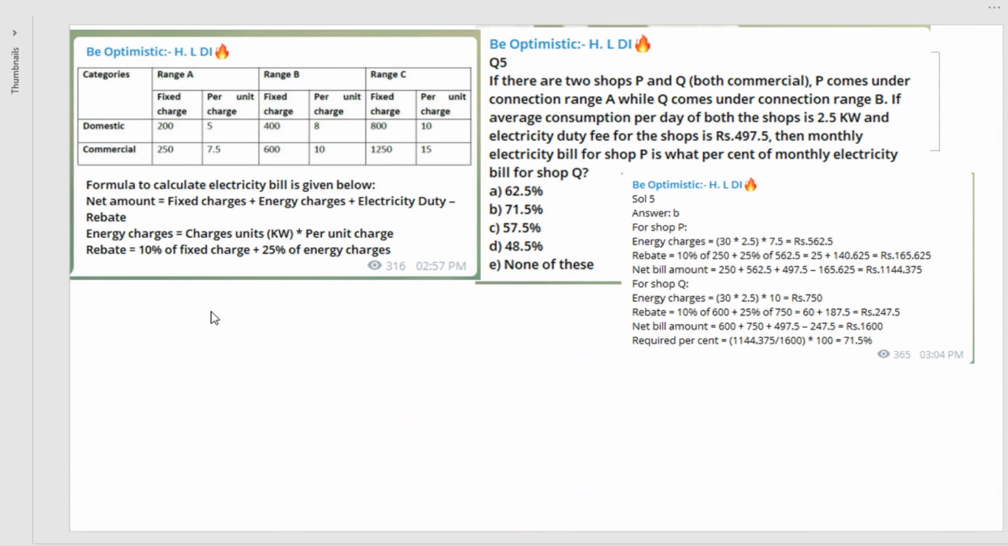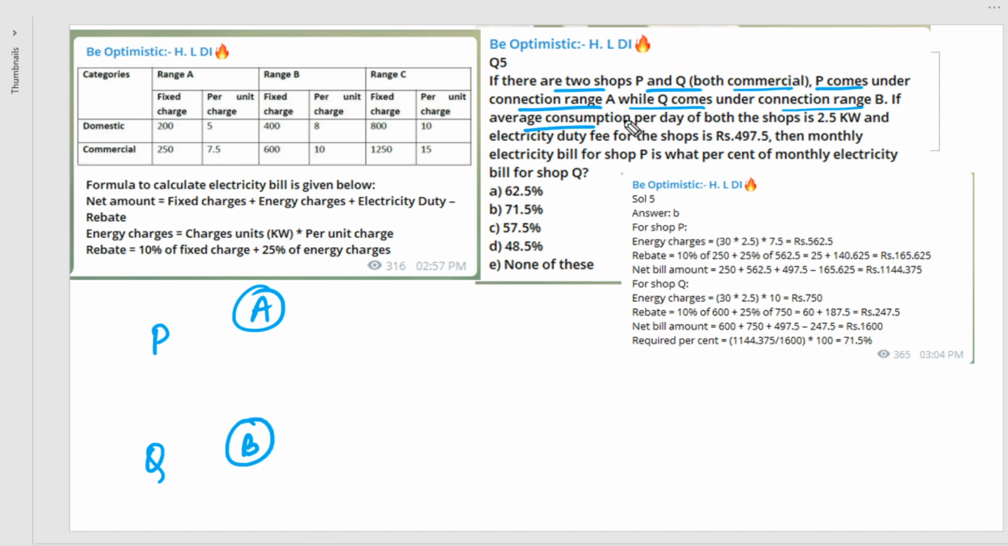Okay, so this is the last question of this DI. Here it says that there are two shops P and Q, both are commercial. P comes under connection range A while Q comes under energy range B. So there are two shops P and Q. P comes under A and Q comes under B. Fine.